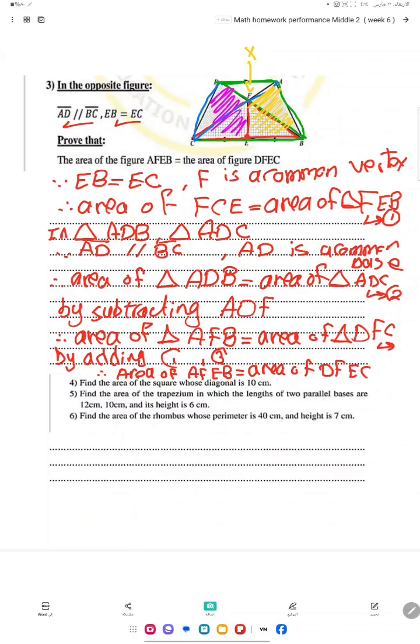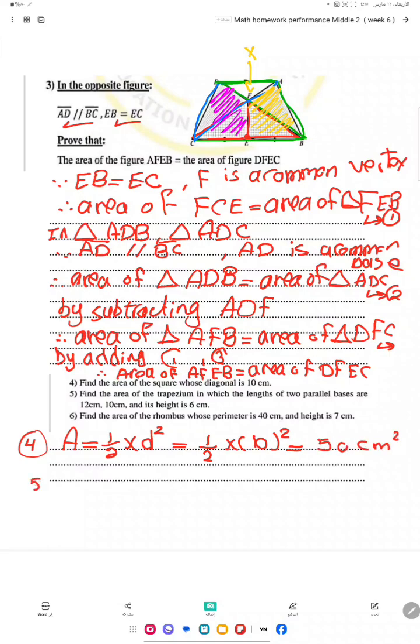Okay, now let's start with question 4. Find the area of the square whose diagonal is 10. We know the area of the square equals side times itself, or by using diagonals, half times D1 times D2. We know the two diagonals in the square are equal, so the area of the square equals half times D squared. The diagonal equals 10, so half times 10 squared equals 50 centimeter squared.